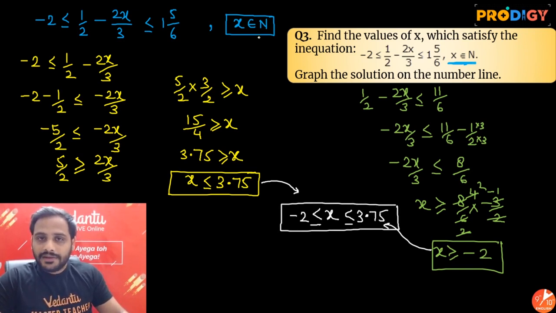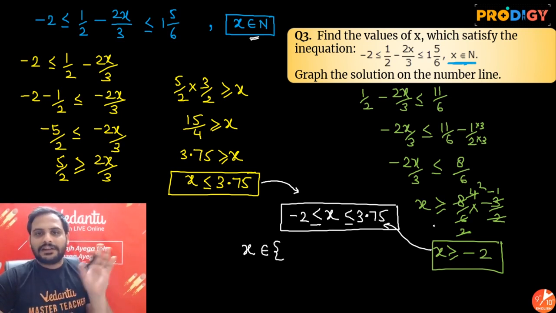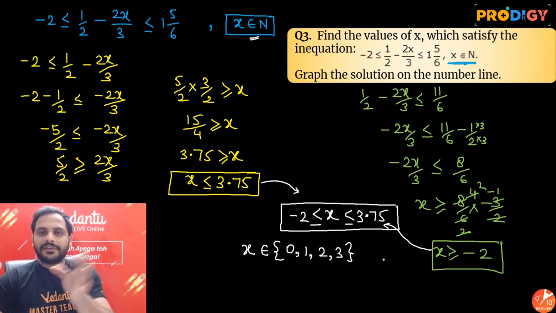But remember, since x belongs to natural numbers, I can say the possible values of x. Between these, what are the natural numbers? Negative numbers do not come under natural numbers, so the negative part we can ignore. So I have 0, 1, 2, and 3. These are the only numbers present in this range.